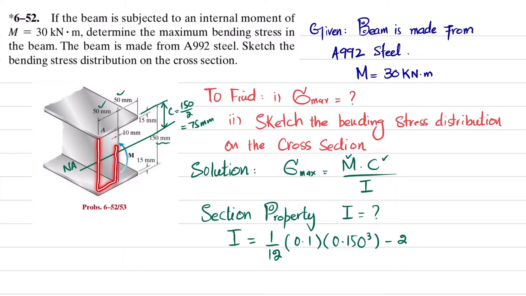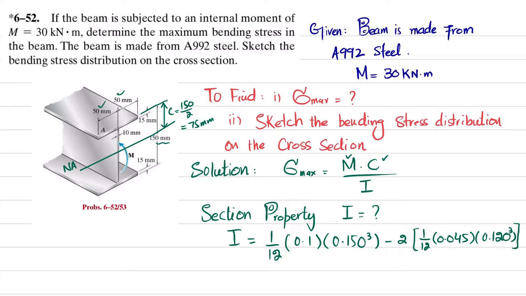this box. The width of this box will be 45 millimeter, and the height will be equal to 120, because 150 minus 15 minus 15 is 120. The width is 50 minus 5, because this thickness is 10, so half will be subtracted, giving 45. So I will write minus 2 times 1 over 12, breadth 0.045 and height 0.120, cubed.